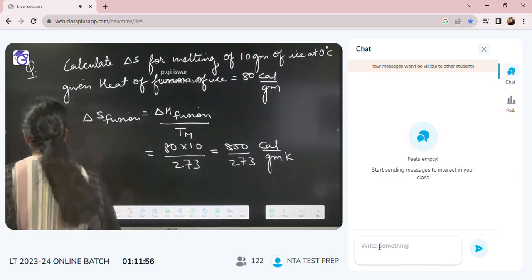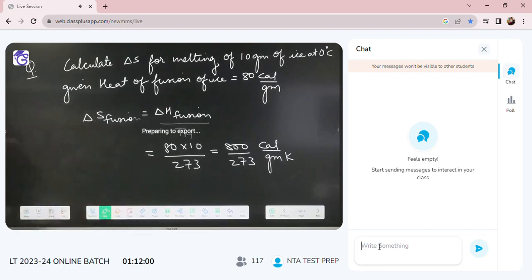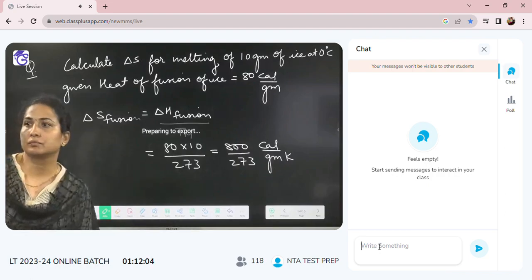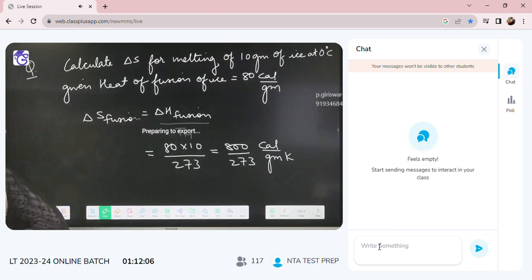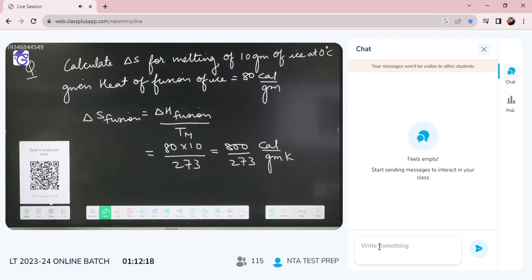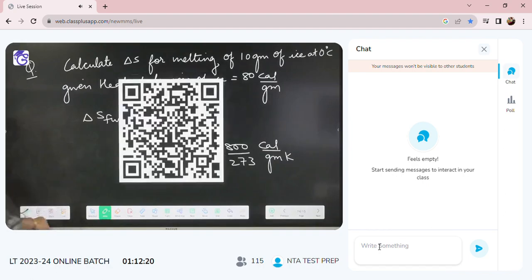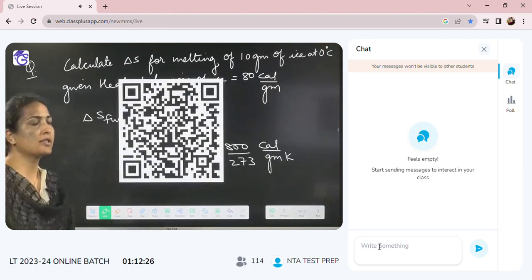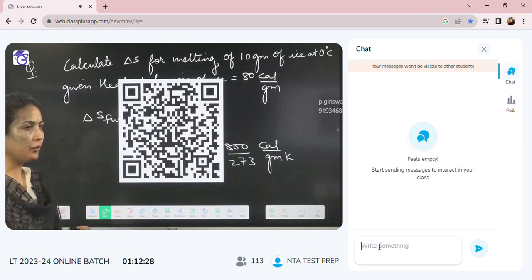I'll share the QR code. Our QR code is coming, do not worry. Sai, it's on the way. Spontaneity is not there. Just now I said, no, beta. Spontaneity, I would always have to say one statement, it will be done.